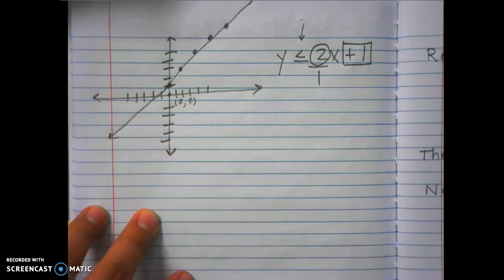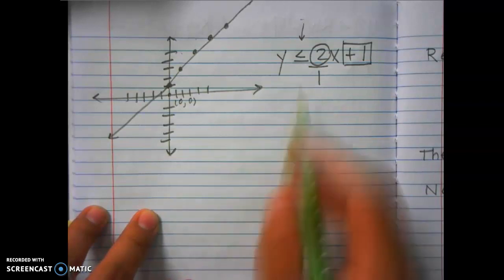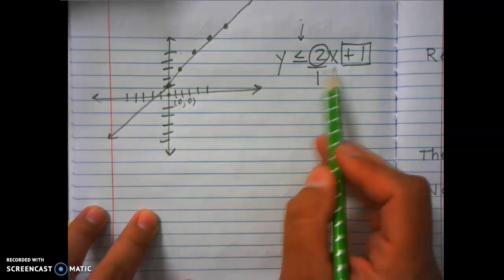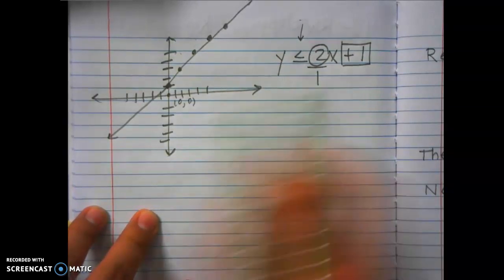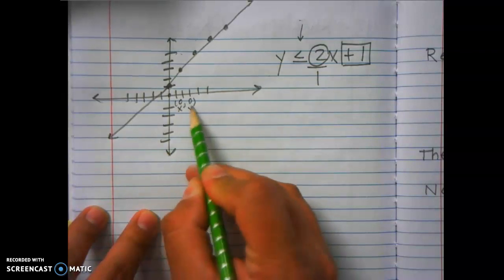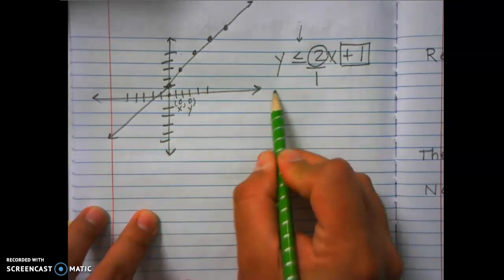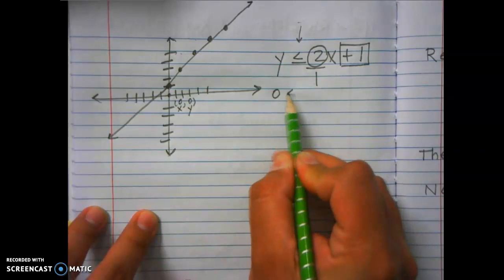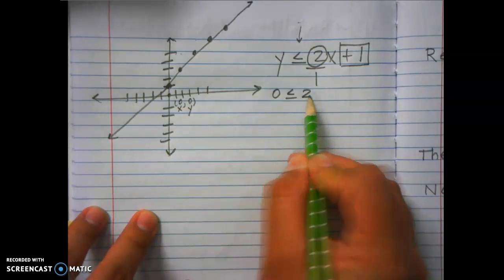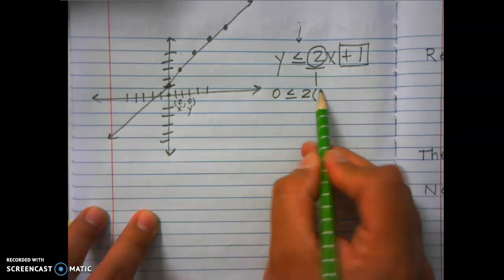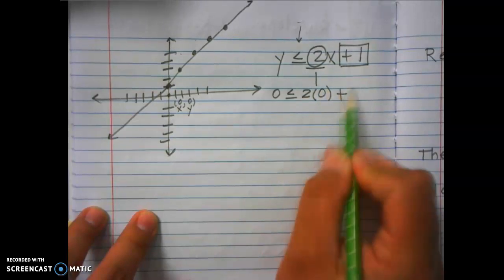So we're going to take 0, 0 and plug it into our inequality. Okay, so if I labeled x and y, that is where I'm going to plug them into my inequality. So instead of y, I'm going to say 0 less than or equal to 2, instead of x, I'm going to say 0 plus 1.